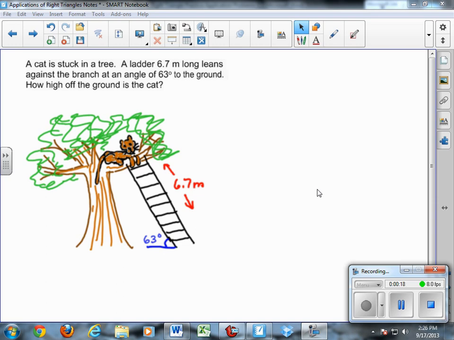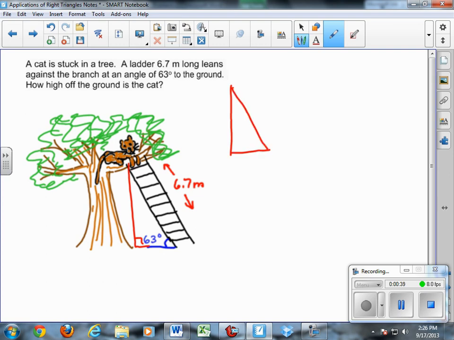I'm going to start by going through the first problem, which is actually worked out for you, but just to talk it through. In all of these problems, we're going to create a right triangle with given information. Here we have a ladder leaning against the tree. If I drop a perpendicular line down here, I have a right triangle. So I'm going to draw my right triangle over to the side. I know one side is 6.7 meters. That's the hypotenuse of the triangle. And I know this angle is 63 degrees. And I want to find the height, which I'll just call x, the height up to the cat.